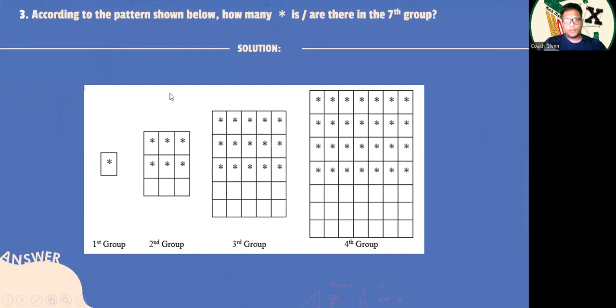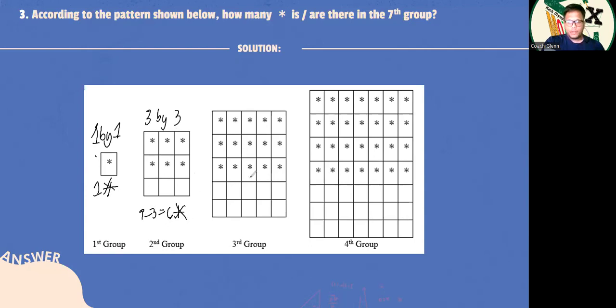So number 3, according to the pattern shown below, how many asterisks are there in the 7th figure? Wala naman solution eh. So for the first one, what we can observe, we have a 1 by 1 rectangle, there's only 1 asterisk. On the second figure, we have a 3 by 3 rectangle, and as we can observe, one line is not filled with asterisks. So that becomes 9 minus 3, so that's equal to 6.